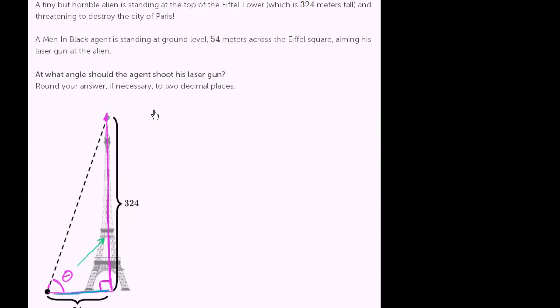And to remind ourselves, we can write, like I always like to do, SOHCAHTOA. And these are really by definition, so you just kind of have to know this, and SOHCAHTOA helps us. Sine is opposite over hypotenuse. Cosine is adjacent over hypotenuse. Tangent is opposite over adjacent. So we can write that the tangent of theta is equal to the length of the opposite side, 324 meters, over the length of the adjacent side, over 54 meters. Now you might say, well, okay, that's fine.